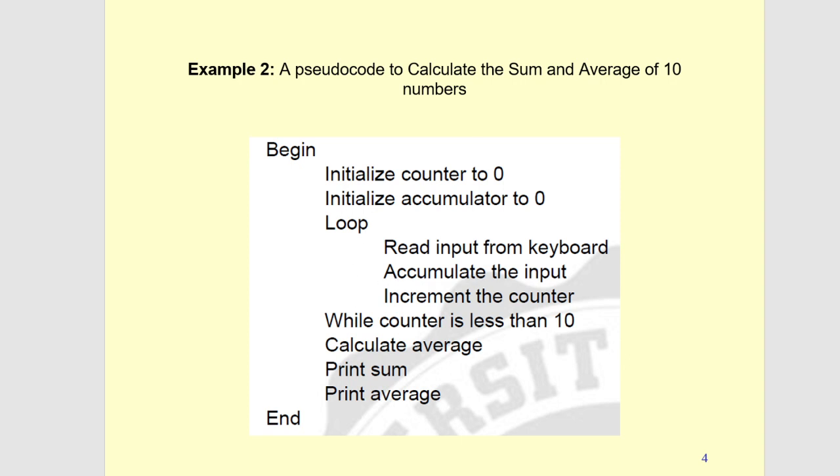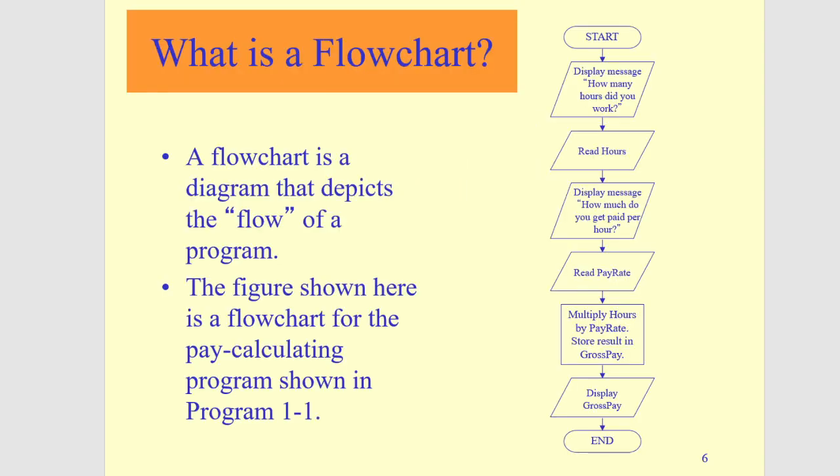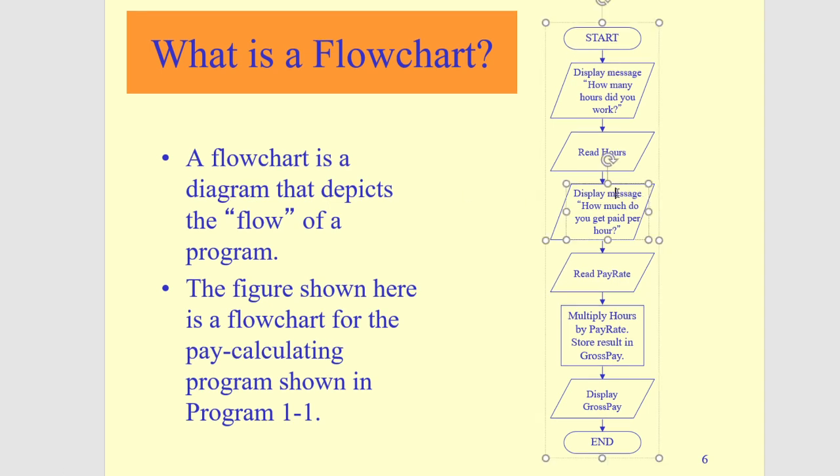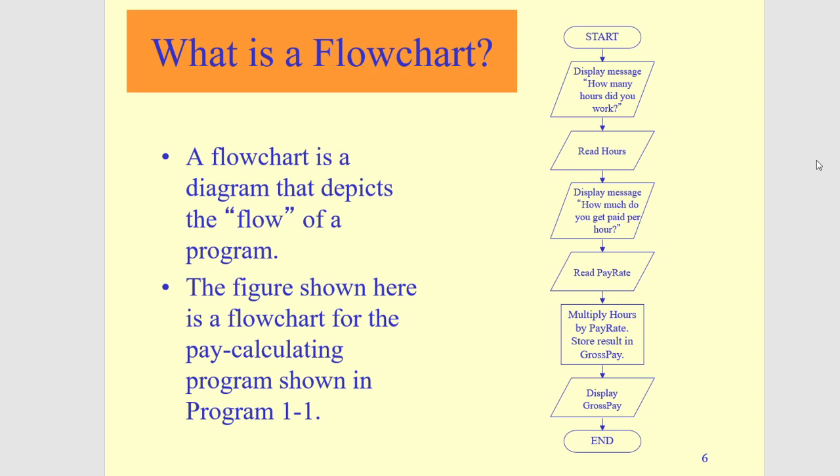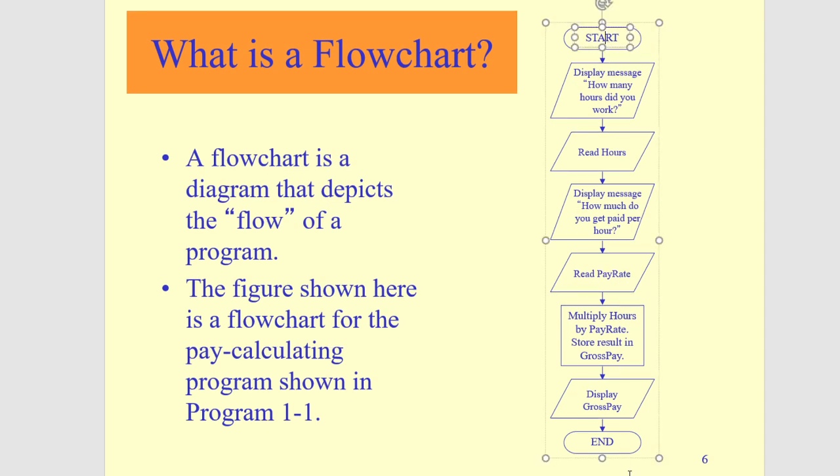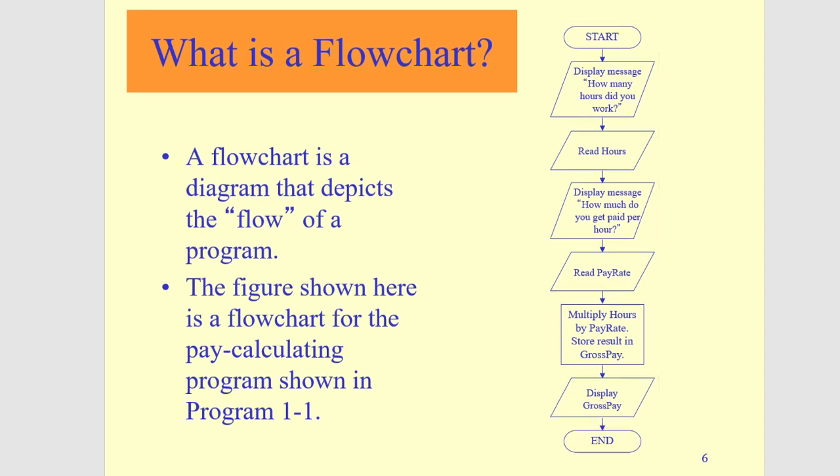Now, how do we do that in a flowchart? So a flowchart is a diagram that depicts the flow of a program. The figure shown here is a flowchart for the pay calculating program shown in this figure. This is program 1-1. So again, see pseudocode, it's begin and end. See flowchart, it's start and end, as you can see there.